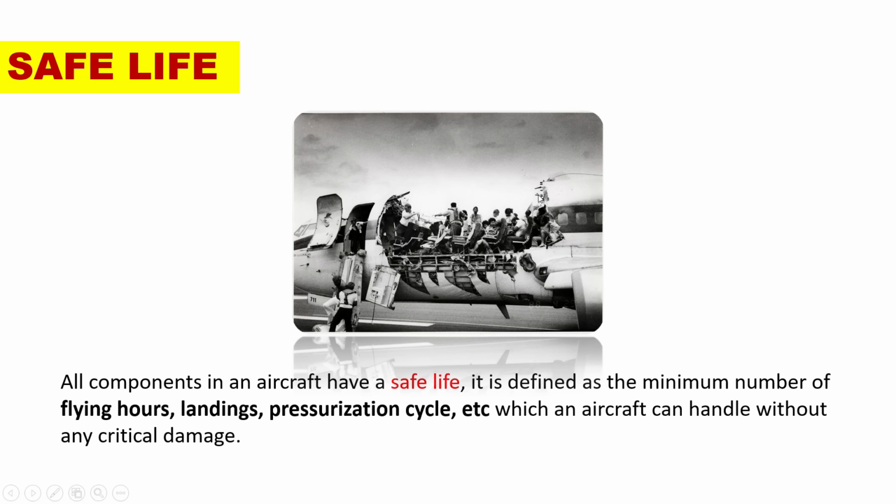In this image, you can see the fuselage is critically damaged. It had happened, and the fuselage just fell apart in mid-flight. So this happened because the safe life of the fuselage was exceeded. So there were damages to the fuselage, and the flight continued. So the fuselage just fell apart in mid-flight. So this was because the safe life was exceeded.